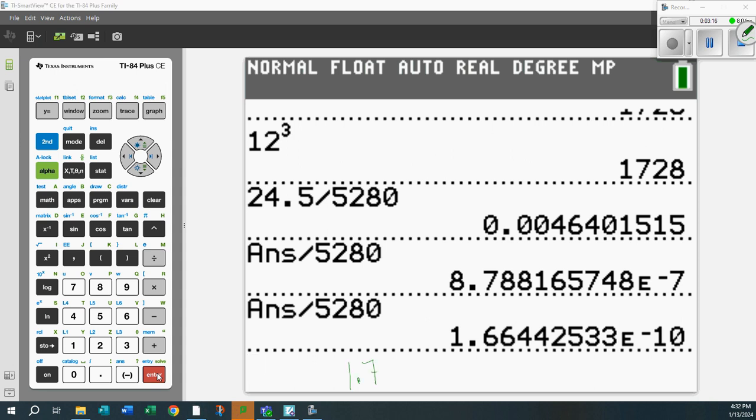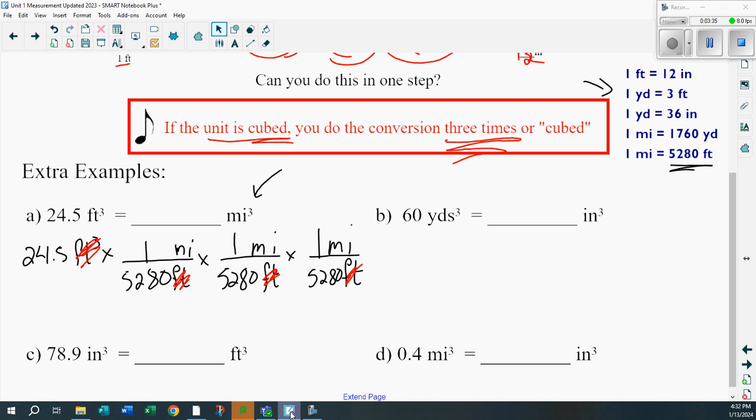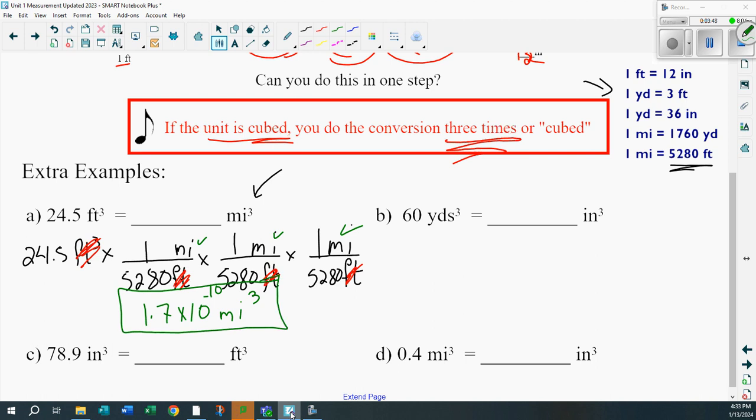This is 1.7. This little e here stands for the scientific notation, times 10 to the. So this is times 10 to the what power? And this power would be -10. Oh my goodness. So 1.7 times 10 to the -10 is this answer. 1.7 times 10 to the -10 using scientific notation, miles cubed. Very small number. Oh my goodness, that's incredibly small. All right, let's look at this next one, see if we get a nicer answer.